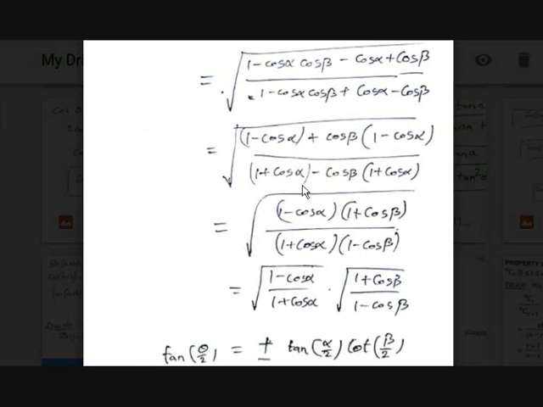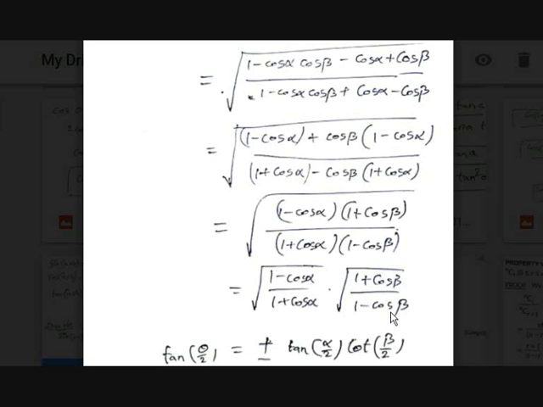It becomes the square root of, in these two terms in the numerator, take 1 minus cos alpha as common. Then it becomes (1 minus cos alpha) into, if we take out 1 minus cos alpha, 1 will remain, and from the second term you will get cos beta remaining. So (1 plus cos beta) by, in the denominator, if you take 1 plus cos alpha common, in the first term you will get 1 and in the second term you will get minus cos beta. Now split that square root into the square root of (1 minus cos alpha) by (1 plus cos alpha) into the square root of (1 plus cos beta) by (1 minus cos beta).